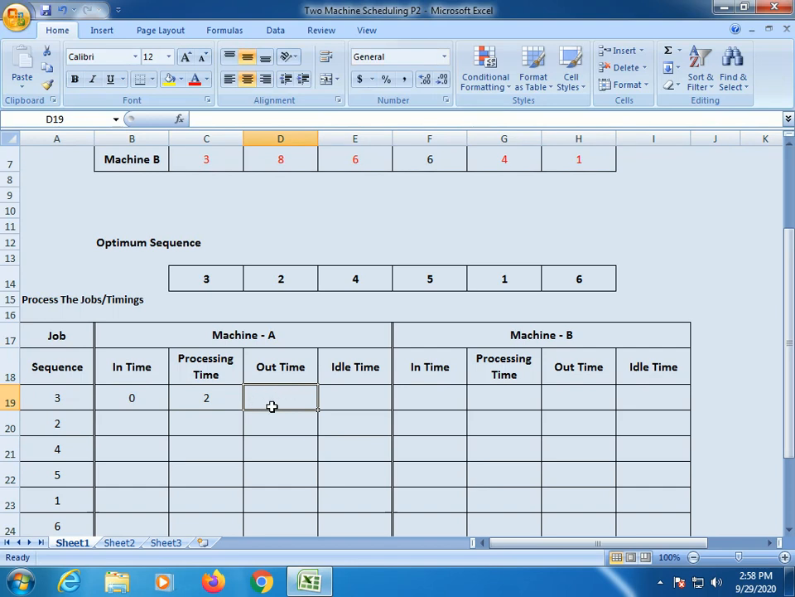So what is the out time then? Here the job started at 0 time and we process that job on machine A for 2 hours, and this job will come out from machine A at 2 hours. After 2 hours that job will come out from machine A. So here 0 plus 2 is equal to 2. Likewise we have to calculate the out time.